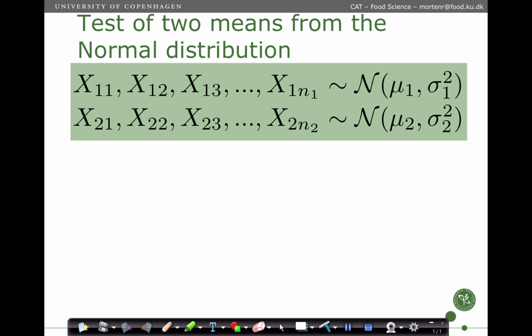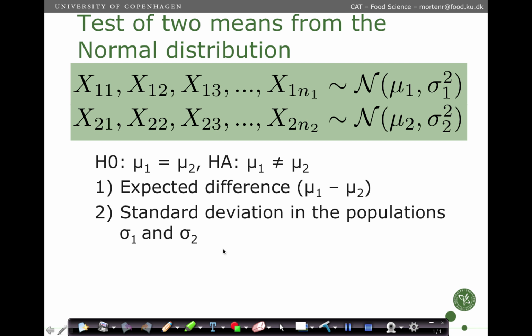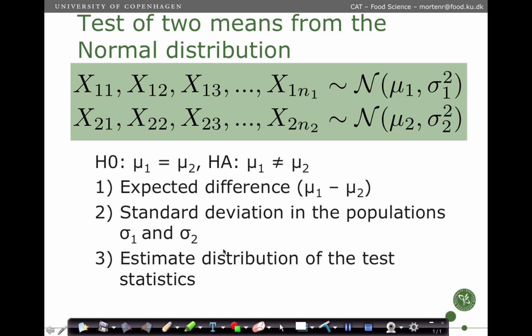So if we want to compare two means from two different distributions, two different normal distributions, we first ask the question of these means being different, and we do that by posing the null hypothesis of them being equal with the alternative of them being not equal. Then in order to make a power calculation, you need to assume some difference between these two mean values for the two different distributions. Further, you also need to know something about the standard deviation in the population. And then you estimate the distribution of the test statistics, and that was what we went through in the previous video. When you have done that, you can calculate the power for the study.